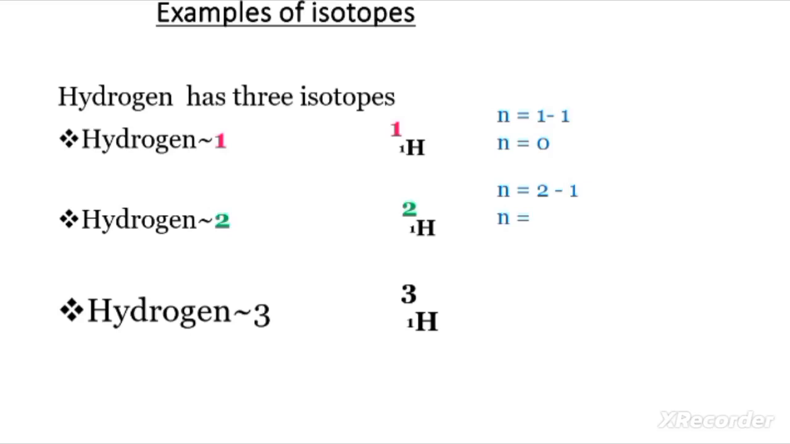We also have this one, which is hydrogen 3. For hydrogen 3, the number of neutrons is equal to 3 minus 1. 3 minus 1, we are going to get 2. So these are some of the examples of isotopes.